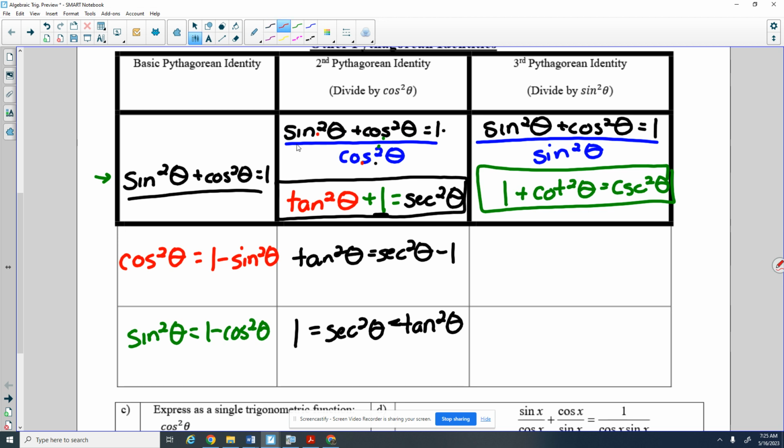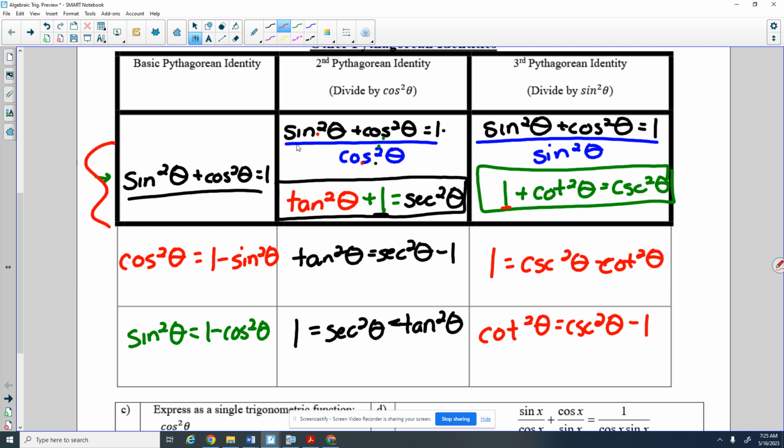With my third Pythagorean identity, I could move the cotangent squared over, which would give me cosecant squared theta minus cotangent squared theta. Or I could move the 1 over, which would give me cotangent squared theta equals cosecant squared theta minus 1. So I will be honest, the basic Pythagorean identity and its two versions are probably the most important ones that get used a lot. You do use the other ones, and it's just this idea of you can do a lot with trig to make new identities, write things in different ways.